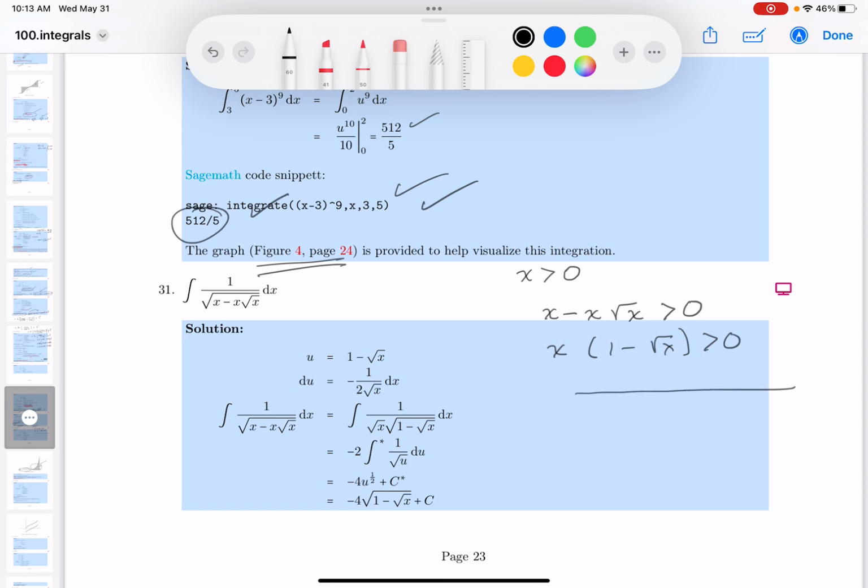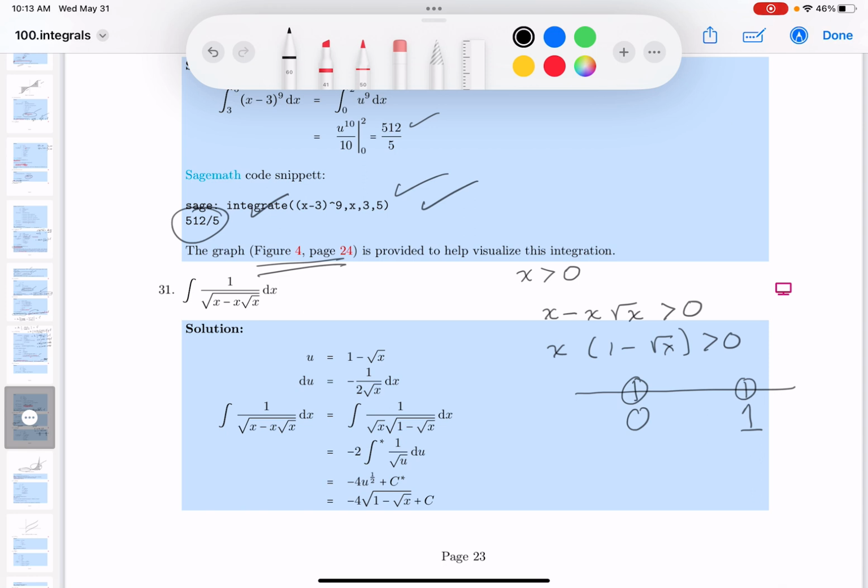Put a number line down. What's my number line going to be? Again, I know my x has to be greater than 0. The other place where I'd see a 0 is at 1. I'll put this over here. All right? So what would happen at 1? Well, I get division by 0, right?